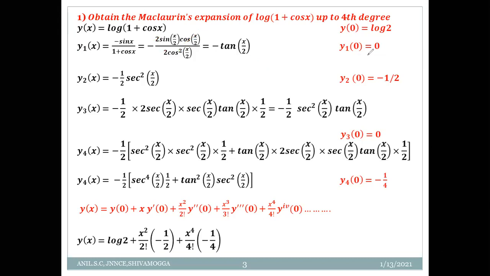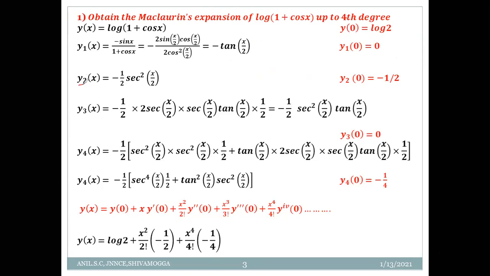Next, we find second order derivative. To find second order derivative, differentiate this expression with respect to x. Derivative of y1 of x is denoted by y2 of x or y double dash x. In either way, you can write that. You keep this negative sign as it is. Derivative of tan x by 2 is secant square x by 2, and that of x by 2 with respect to x is 1 by 2. Minus 1 by 2 into secant square x by 2.